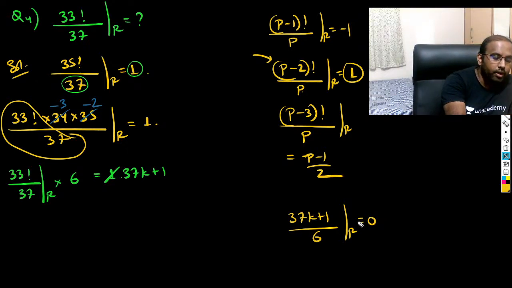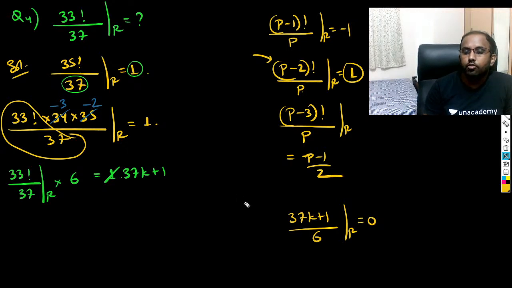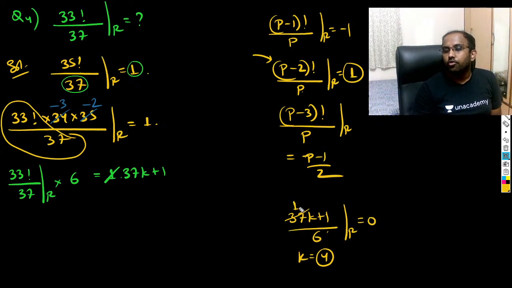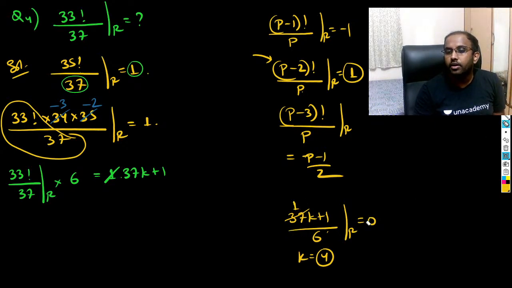Once you want this remainder to be 0, what will we do? 37 by 6 remainder is 1, so that is k plus 1 by 6 remainder is 0. That means k should be equal to what? 4? No, k should be equal to 5, because at k equal to 5, 5 plus 1 is 6, and 6 by 6 remainder is 0. So k should be equal to 5.